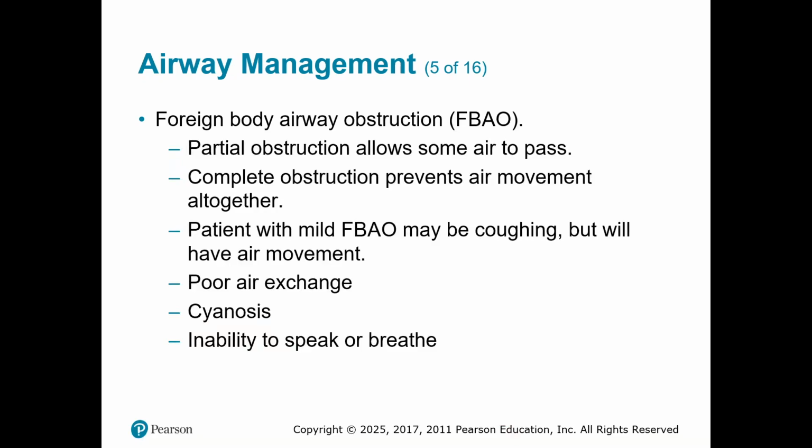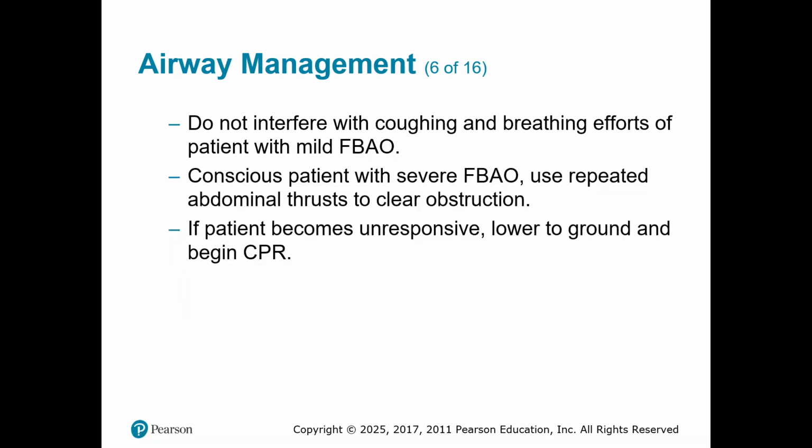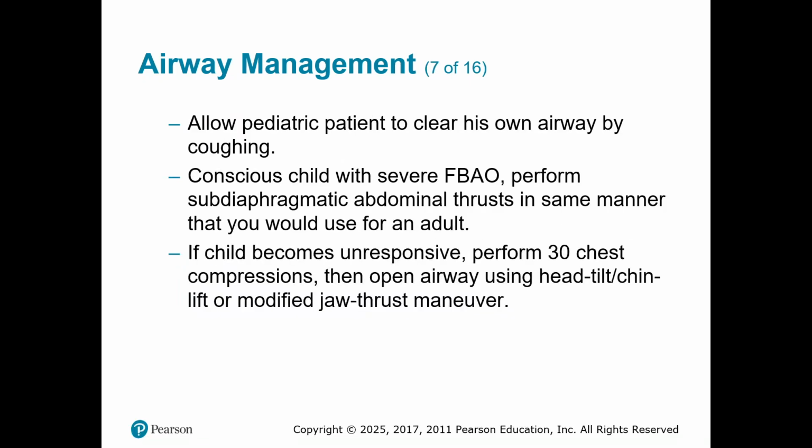If they are coughing, don't interfere with it, right? Let them try to remove it themselves. In a conscious patient with severe foreign body airway obstruction, use repeated abdominal thrusts to clear the obstruction. If the patient becomes unresponsive, then we lower them to the ground and start CPR. We're going to allow that pediatric patient to clear his own airway by coughing. For a conscious child with severe foreign body airway obstruction, perform subdiaphragmatic abdominal thrusts in the same manner you use for the adult. Again, if the child becomes unresponsive, start CPR.